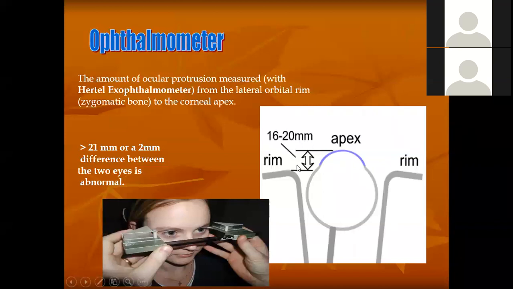Okay. This will give you the measurement. Normally it is 16 to 20 millimeter. If it is more than 21 millimeter, or there's a difference of more than 2 millimeter between the two eyes, you will say that there is protrusion of the eyeball. So you have to check the distance. It's 16 to 20 millimeter, and the distance is between the corneal apex and the lateral orbital rim.